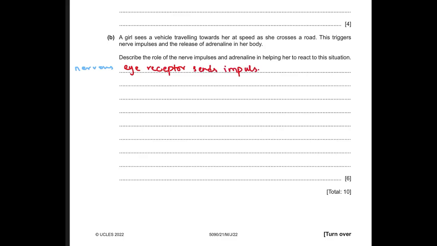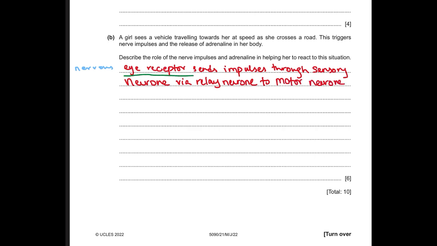3 points for this. Eye receptor sends impulses through sensory neuron, 1 point. Via relay neuron to motor neuron. This is the passageway for the impulses. 3 points for nervous. I have written 4, but you can write any 3.